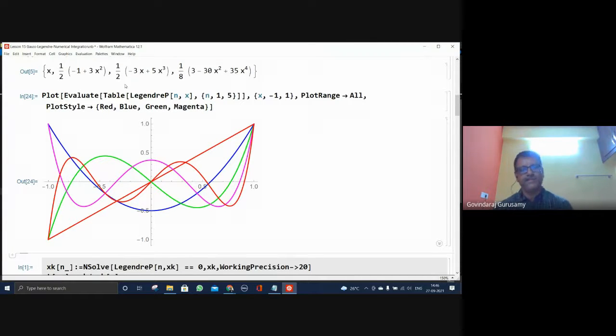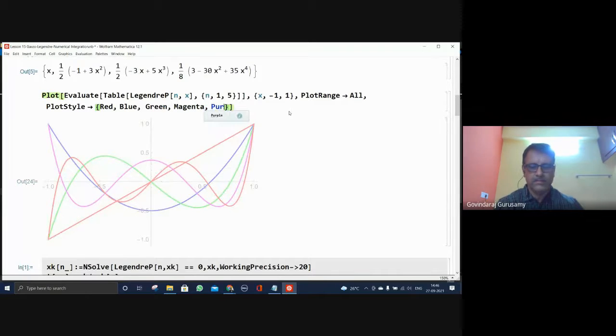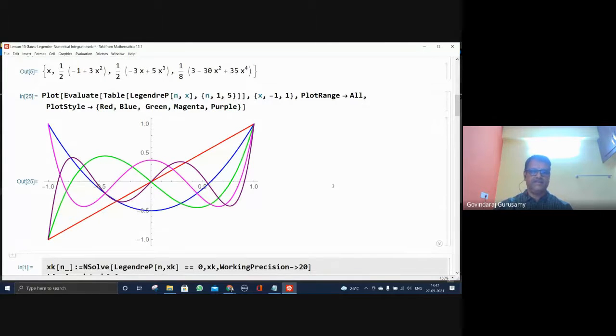Yeah, I'm able to get it. Because I made it independent plots, it has not been accepted. So now you can see this red one, then blue is there, green, and... how many are there? So 1 to 5. You have 5 of them. 1, 2, 3, 4 only I have. I need to have one more. Purple. Yeah, now we can see.